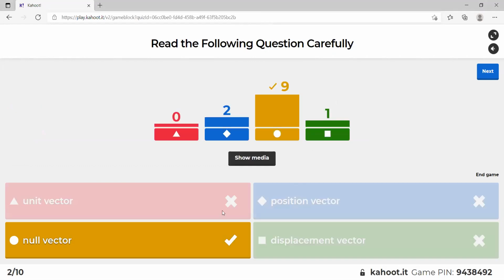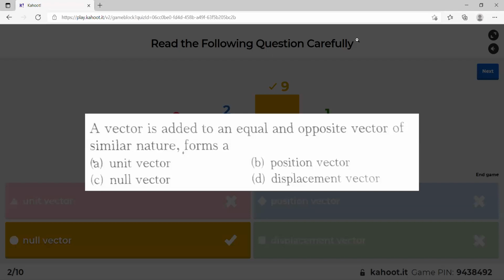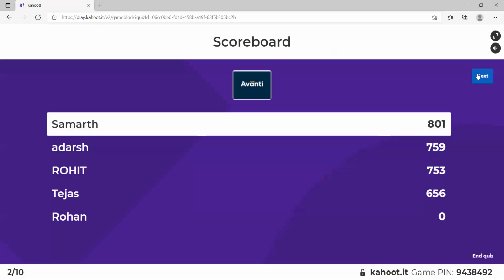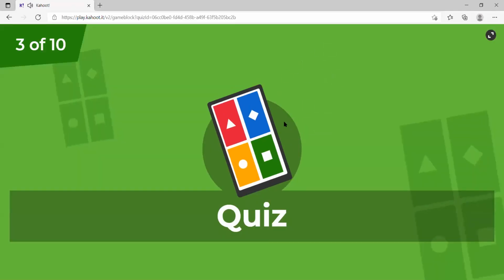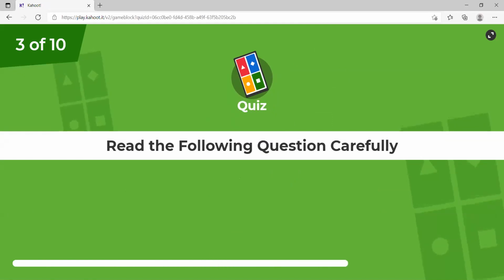So here most of you selected null vector. That is right, because when a vector is added to an equal and opposite vector of similar nature, it forms a null vector, right? Because if you have a vector and you add the opposite of that vector, that is minus the vector, that will give us a null vector. Next one we will do.